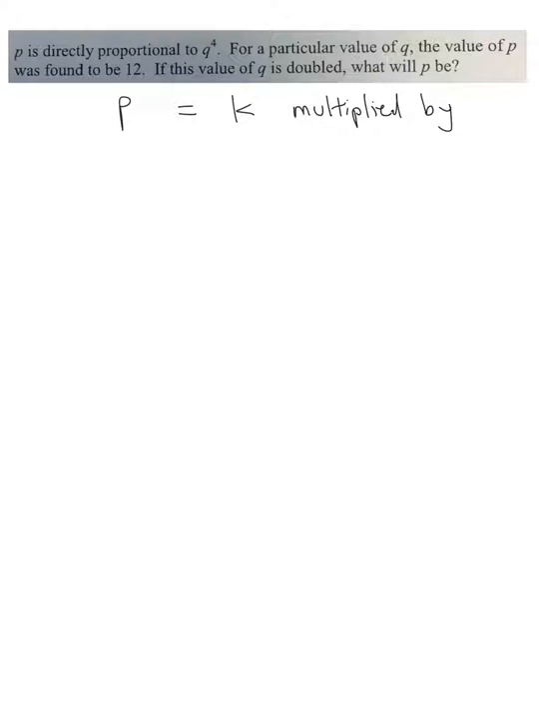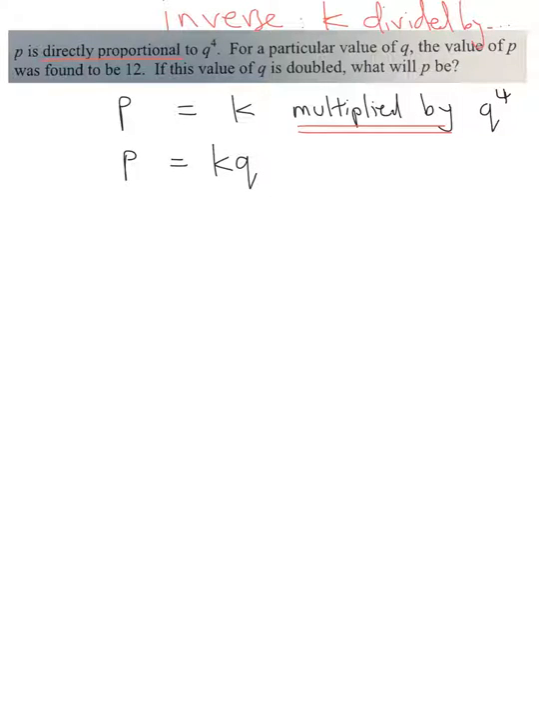Make sure you know that when you see the word directly proportional, you know that k is multiplied by something, whereas if it's inverse, it's k divided by something. So in this case, k is multiplied by q to the power of 4. Now if we write this equation in proper mathematical terms, P will be equal to k q^4.